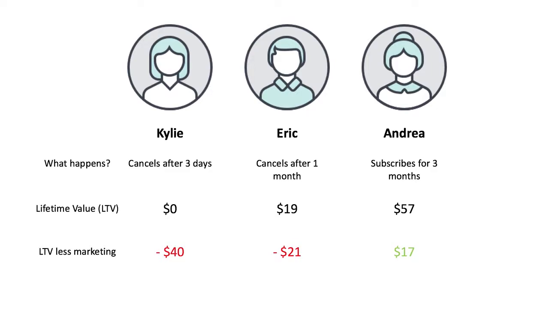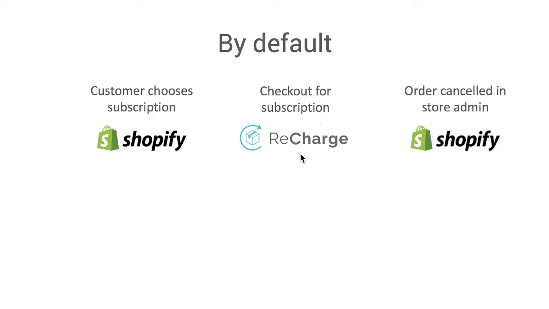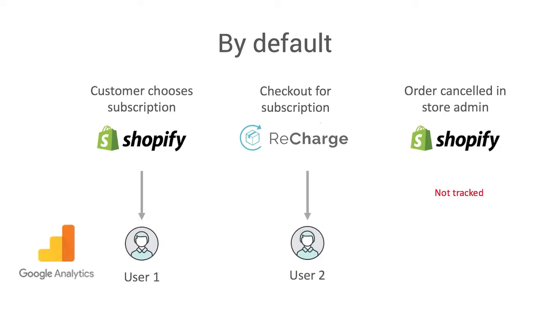So what we want to do is focus on Andrea, but unfortunately we can't tell the difference between them in Google Analytics. The process that Kylie goes through will actually be seen as three different events: the choosing of subscription and, critically, the information about what campaign she came from, the payment on Recharge, and then the cancellation. And in Google Analytics, that last one isn't tracked at all, and those first two are going to be split. So the payments all appear to come from completely separate users than the ones that actually browsed on your store.